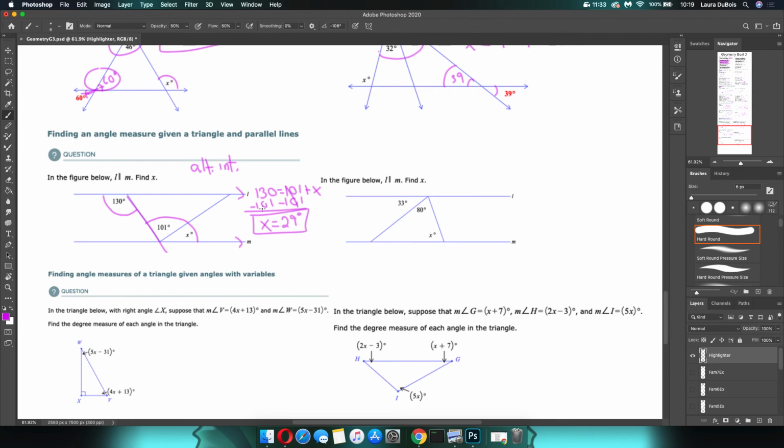Oh, okay, that wasn't so bad. This one isn't quite the same. You can see we have a different flavor. But again, alternate interior angles are your friend. If that's 33, then what's this?